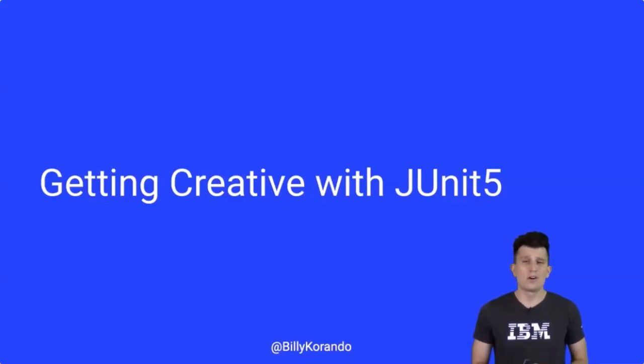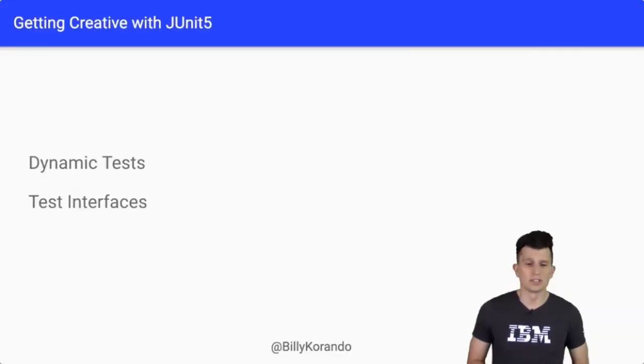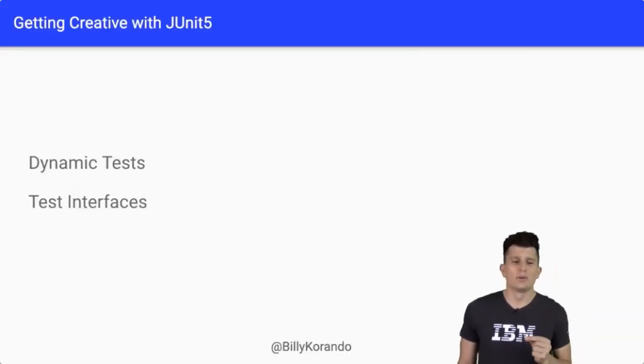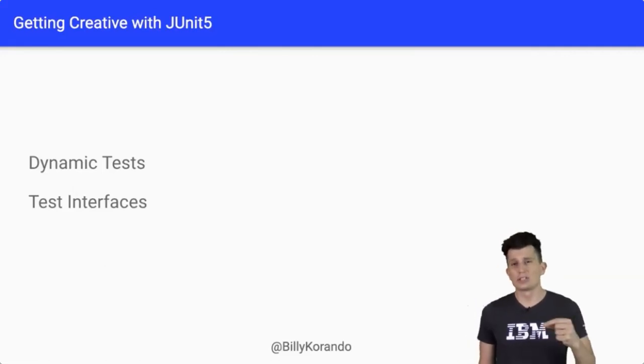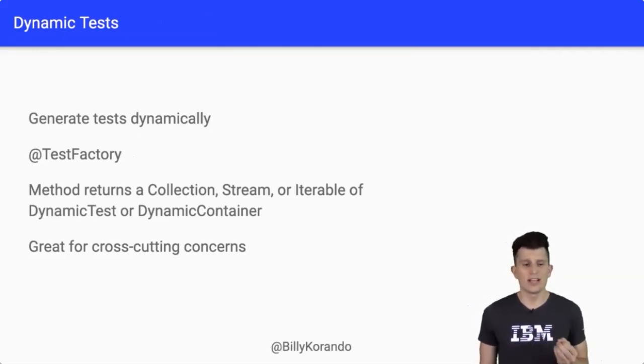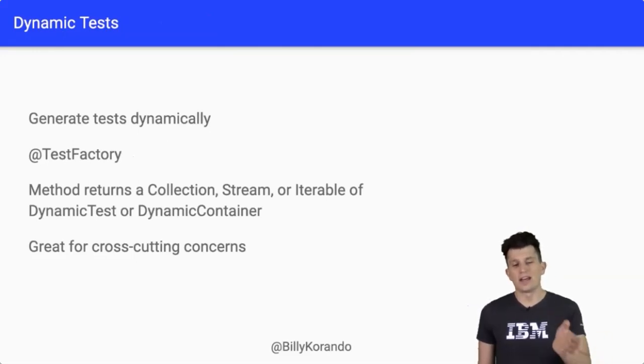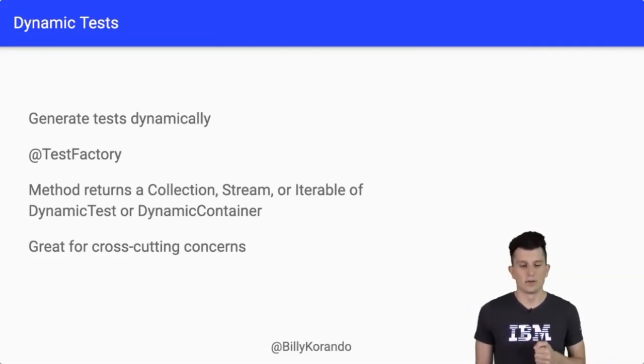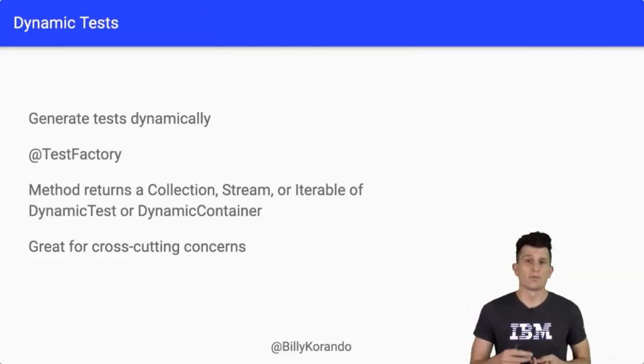So JUnit 5 also allows you to be very creative with how you write the test with a couple of the new additions. Specifically, I want to talk about dynamic tests and then also test interfaces. Dynamic tests allow tests to be generated dynamically using the @TestFactory annotation, and you put it on a method, and that method needs to return a collection, stream or iterable of a dynamic test or dynamic container. And this can be really great for addressing cross-cutting concerns, like for example security, or here in this example I'll show in just a moment, for accepting different kinds of media types through your endpoints.